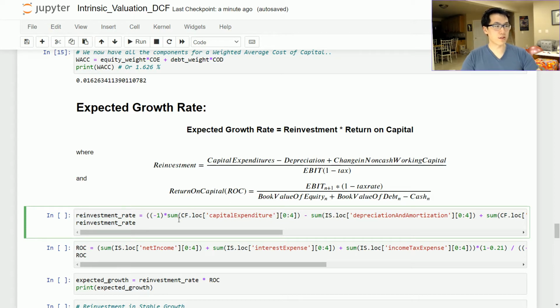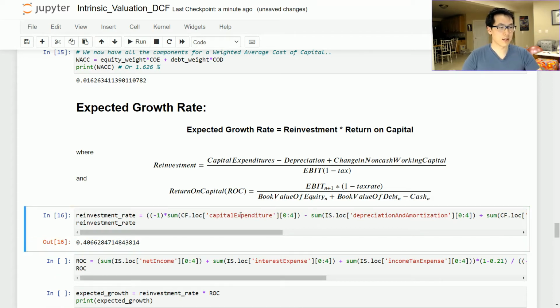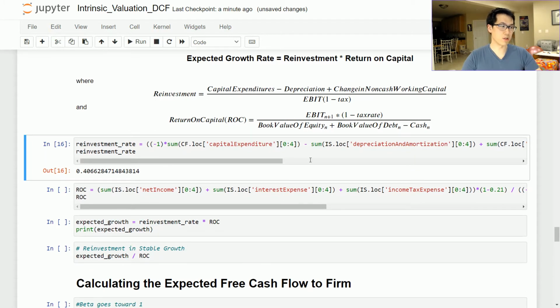And there are some ways via the textbook that I was looking at. First, you want to calculate your reinvestment rate. That is essentially your capital expenditures, you subtract your depreciation, you add in your working capital, and you divide that by your earnings after tax. So I did that. Calculate your return on capital just using that equation.